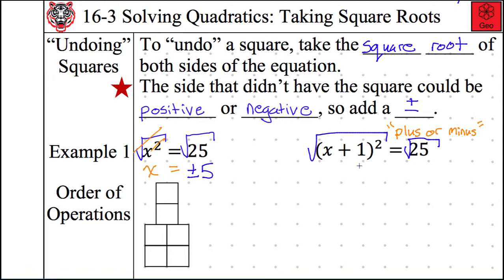And this one is going to be a little bit trickier, but can someone tell me what I now have? What do I write on this line after taking the square root? Only one person knows. 2 people know. India.